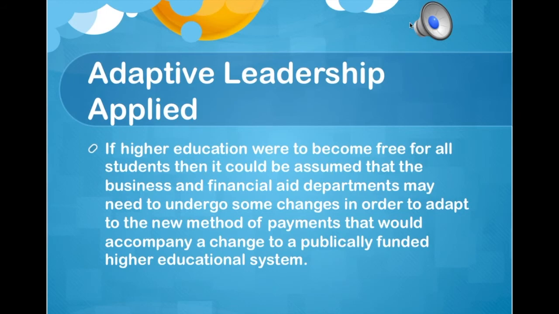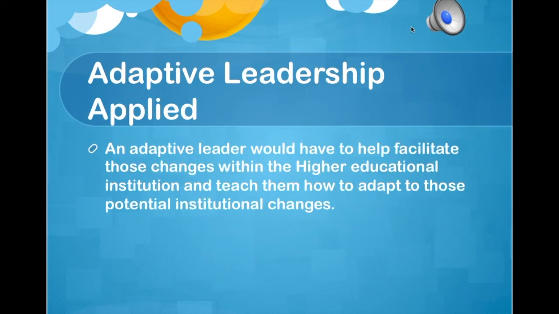If higher education were to become free for all students, then it would be assumed that the business and financial aid departments may need to undergo some changes in order to adapt to the new method of payments that would accompany a change to a publicly funded higher educational system. An adaptive leader would have to help facilitate those changes within the higher educational institution and teach them how to adapt to those potential institutional changes.